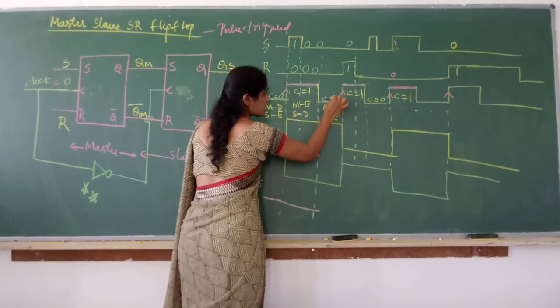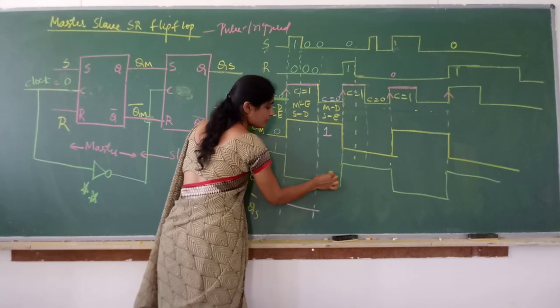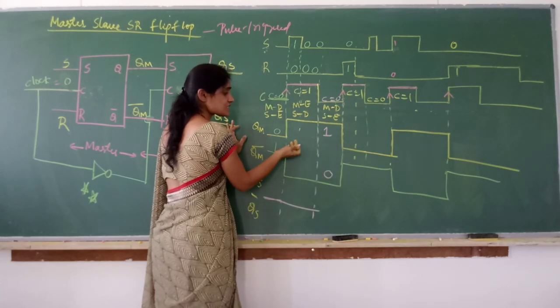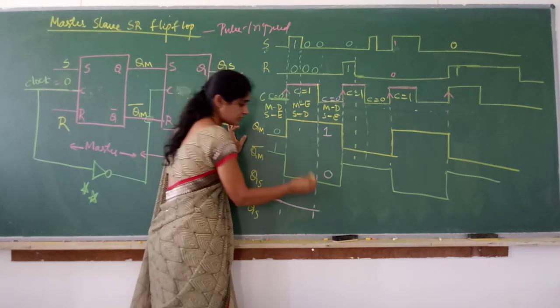Here clock is becoming 0, right? Now slave is enabled. What is QM? 1. QM bar 0. Now QM is nothing but S, QM bar is nothing but R. 1, 0. What is the output? 1. So 1.